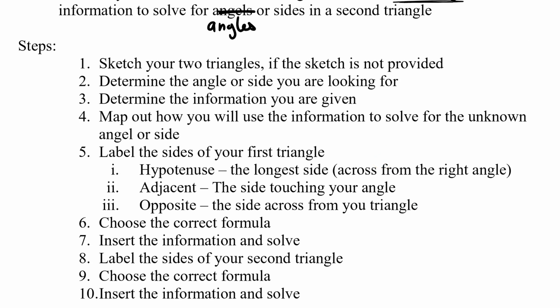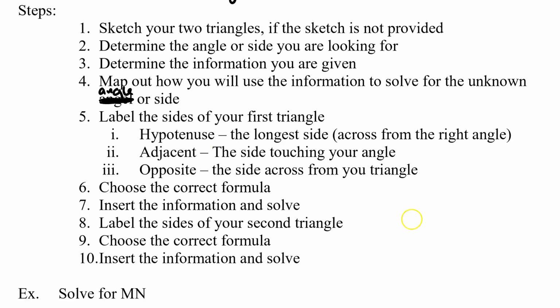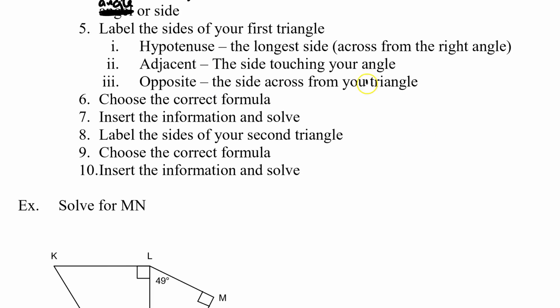So first things first, you want to sketch your two triangles. If the sketch is not provided, the sketch will be provided in the question below. So determine the angle or side you're looking for, determine the information that you're given, and map out how you will use the information to solve for the unknown angle or side. Label your sides of your first triangle, so your hypotenuse is always going to be your longest side, the adjacent is your beside side, and your opposite is across from your angle.